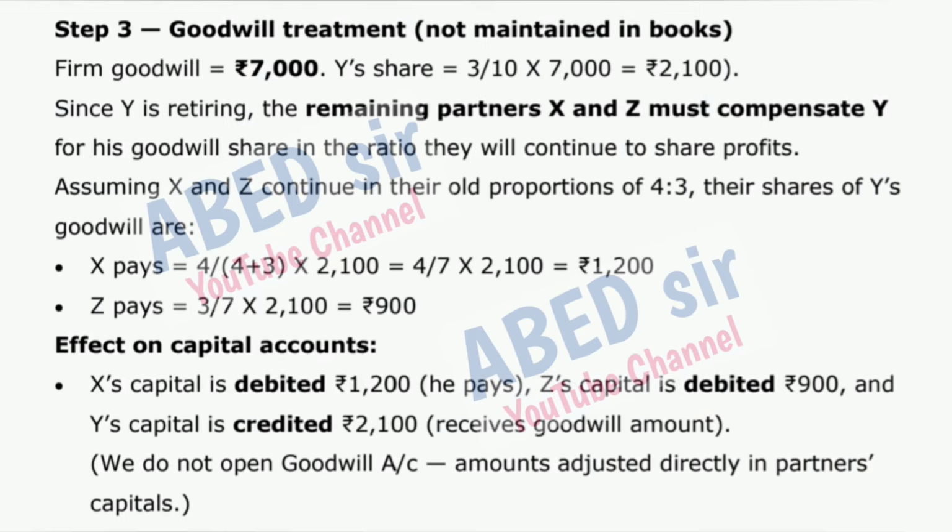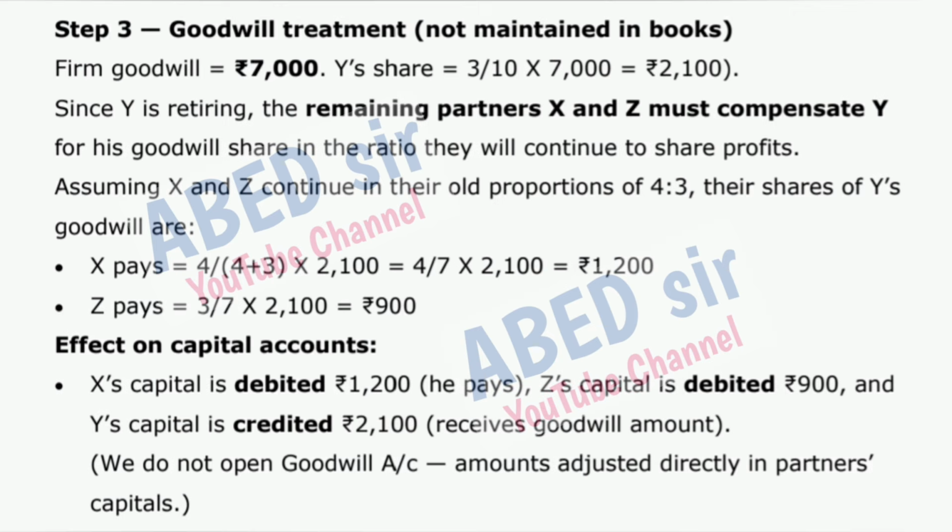Y's share is equal to 3/10 times 7,000, which is equal to 2,100 rupees. Since Y is retiring, the remaining partners X and Z must compensate Y for his goodwill share in the ratio they will continue to share profits. Assuming X and Z continue in their old proportions of 4:3, their shares of Y's goodwill are: X's share is equal to 4/(4+3) times 2,100, which is equal to 1,200 rupees. Z's share is equal to 3/7 times 2,100, which is equal to 900 rupees.